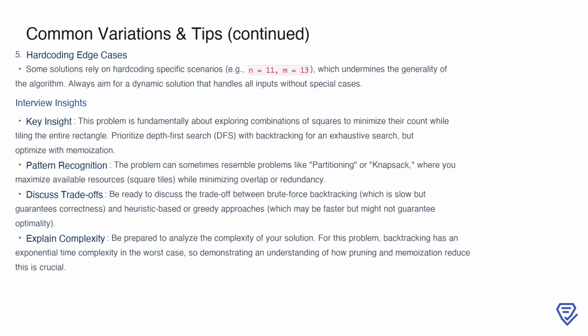A key insight for this problem is that it revolves around exploring combinations of squares to minimize their count while completely covering the rectangle. Depth-first search with backtracking is a natural fit for this type of problem because it allows an exhaustive search of all possibilities. However, combining it with memoization is essential to make the process efficient.